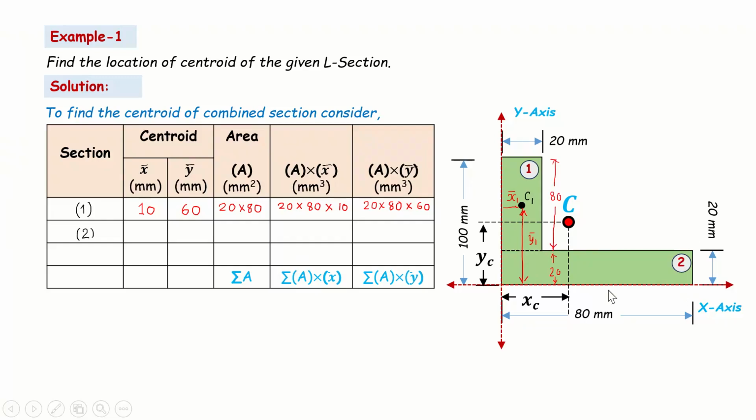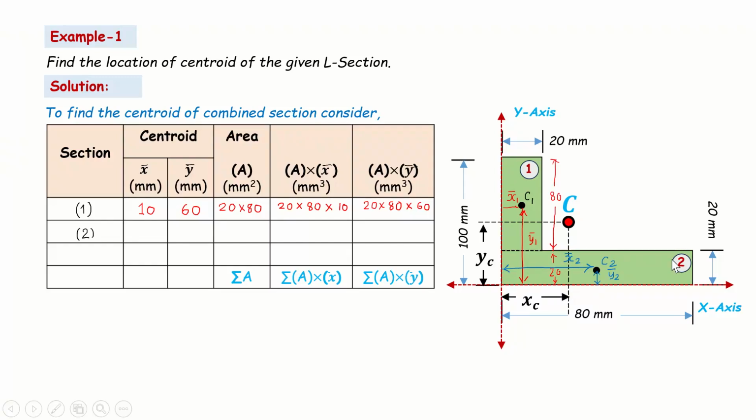So the bottommost rectangle is section 2 here. Its centroid is going to lie at this particular point. I can call this C2, the centroid of the second section, friends. So this is going to be the y2 bar from here to here, and this is going to be x2 bar, that is the x coordinate of the centroid.